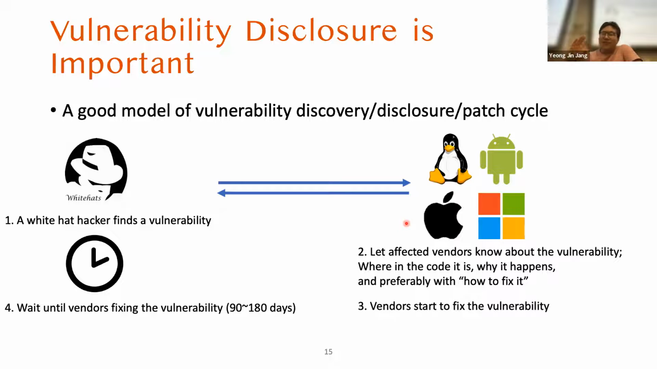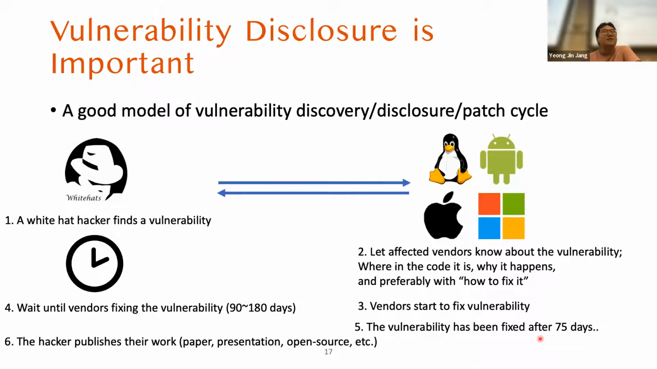It's not written in law or anything, but in the community, we usually give vendors 90 to 180 days, 3 to 6 months, to fix the vulnerability. The hackers wait for that, and suppose the vendor fixes the vulnerability after 75 days, then they release the patch, and then the hacker can publish their work for credit. That's how it works. But there are some cases where hackers just release the vulnerability they found on Twitter in the wild. There were some incidents like that.